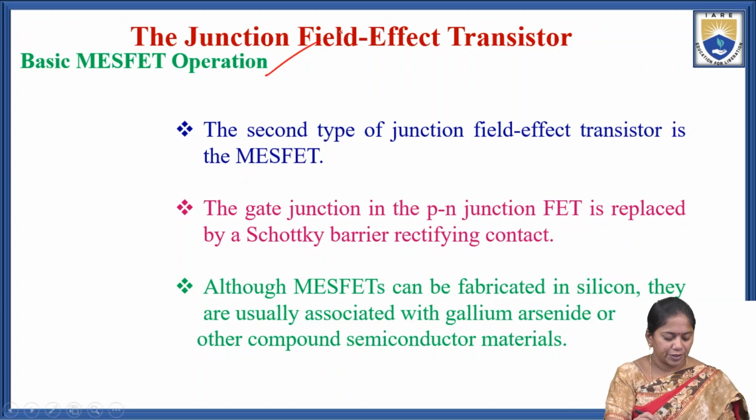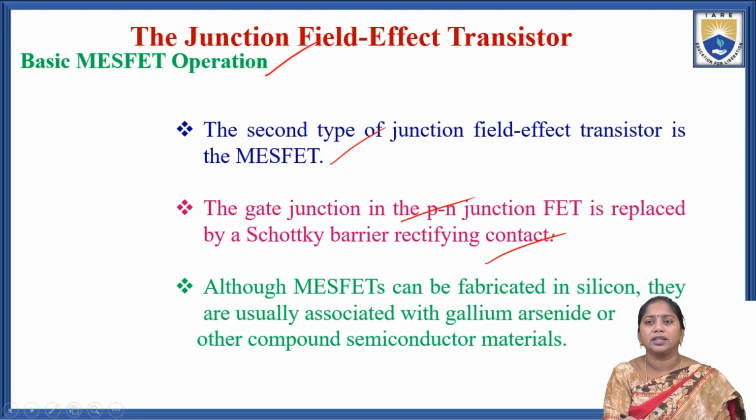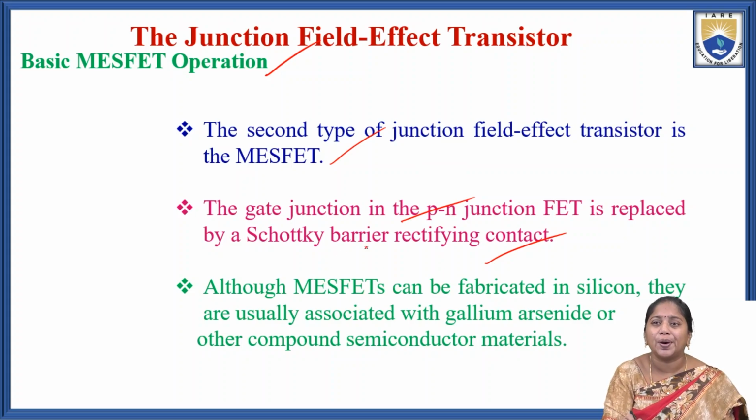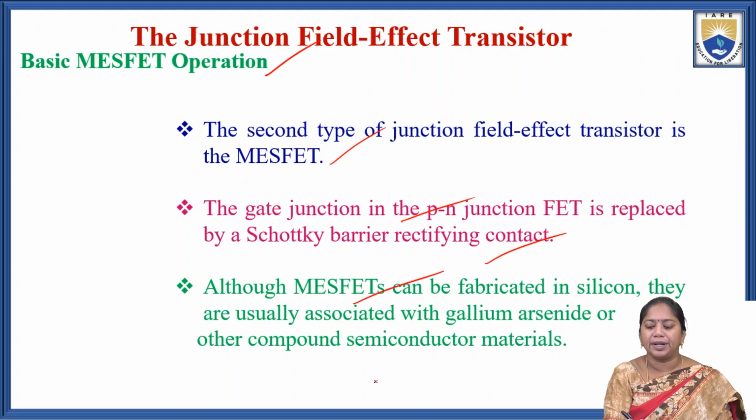Basic MESFET operation. The second type of junction field effect transistor is the MESFET. The gate junction in the PN junction FET is replaced by a Schottky barrier rectifying contact. Here we are using the Schottky barrier because it is a metal semiconductor field effect transistor. Although MESFETs can be fabricated in silicon, they are usually associated with gallium arsenide or other compound semiconductor materials.